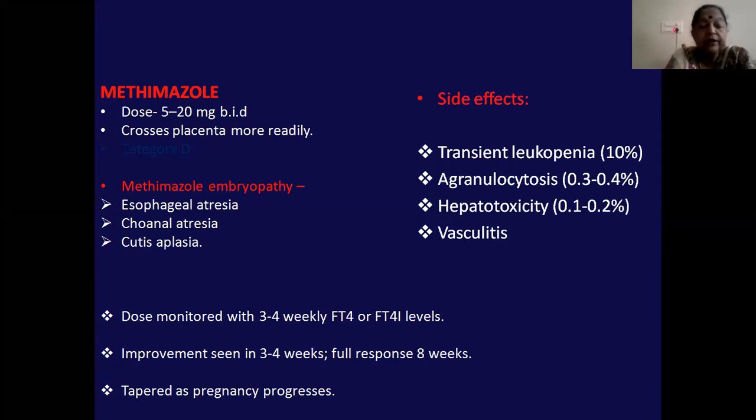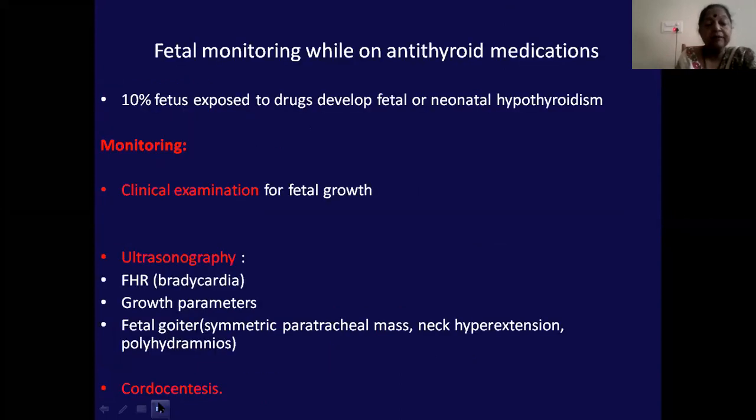The dose is monitored three to four weekly with free thyroxine levels. Improvement is usually seen in 3 to 4 weeks, and this drug is also tapered as the pregnancy progresses. Fetal monitoring is very important when the patient is on anti-thyroid medication. 10% of the fetuses exposed to the drugs develop fetal or neonatal hypothyroidism. So the monitoring is clinical examination of fetal growth. Ultrasound should be done for bradycardia and growth parameters, and sometimes you can find a fetal goiter also.